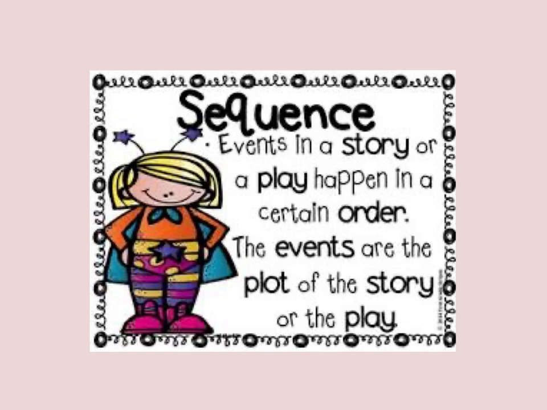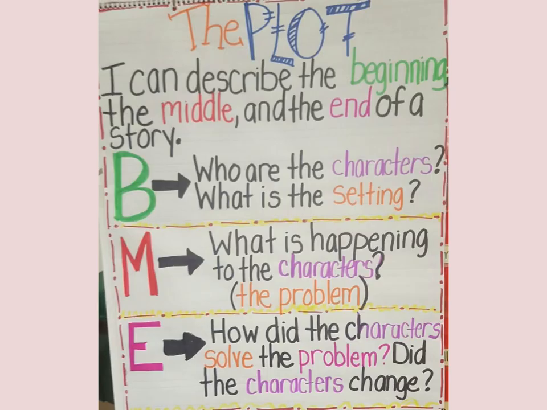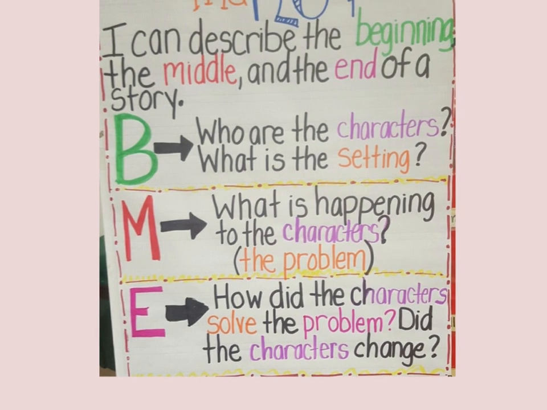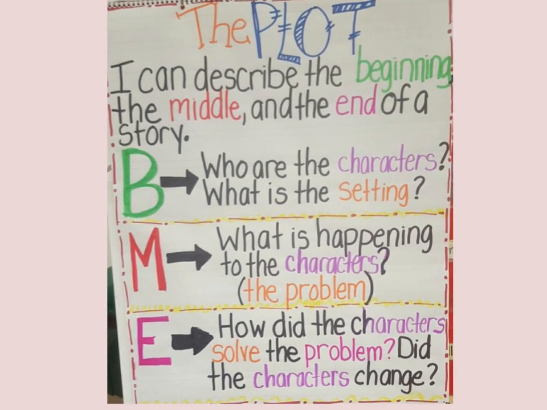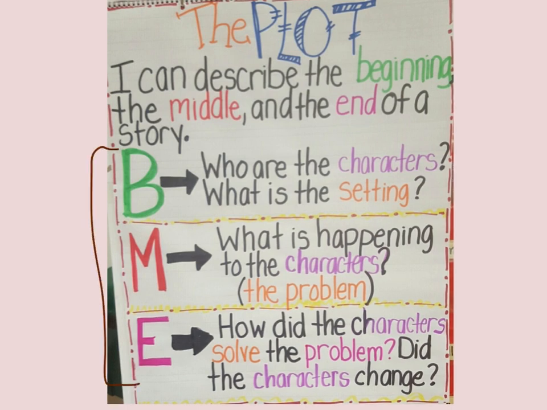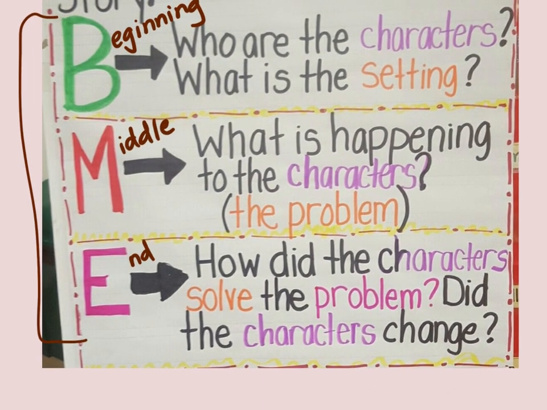Okay, and just as a reminder, the sequence of events are the events in a story, or in a play, that happen in a certain order. And these events are the plot of the story. And remember, the plot is the beginning, middle, and end of the story. So on the side over here, what's this B stand for? Beginning. The M, middle, and the E, end. So this is our plot.